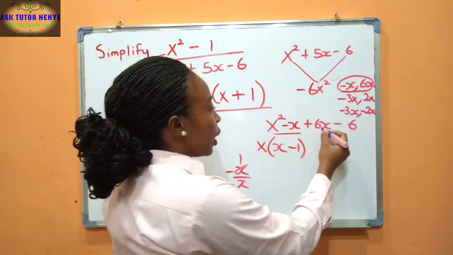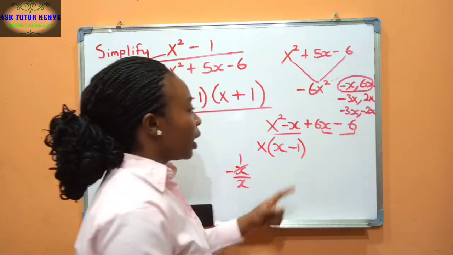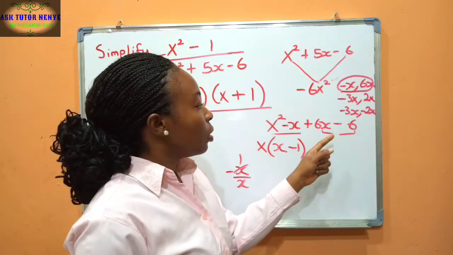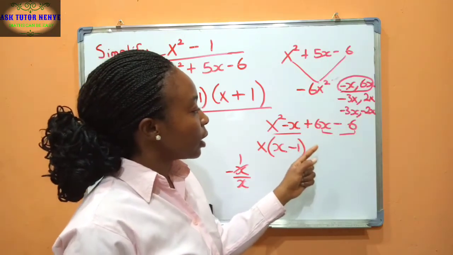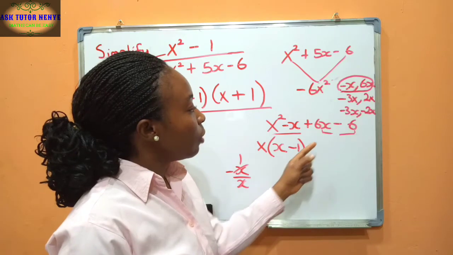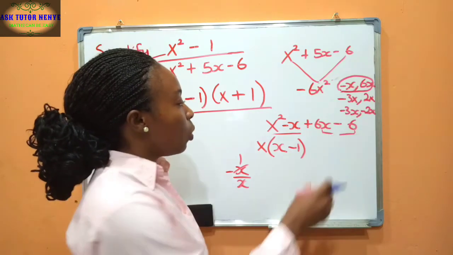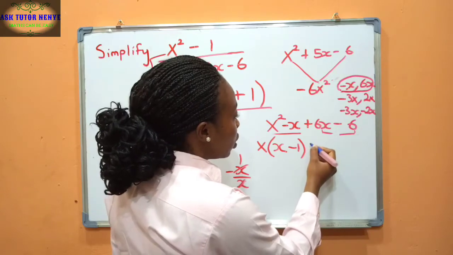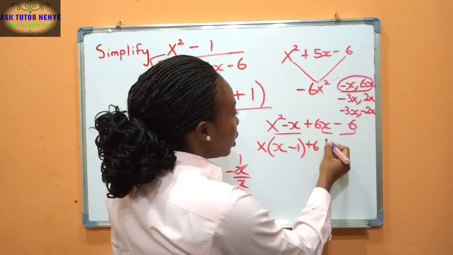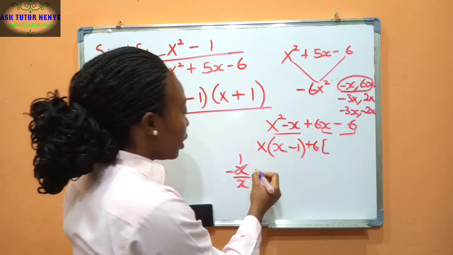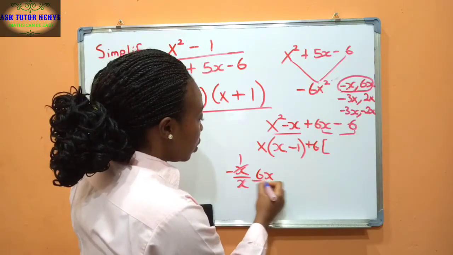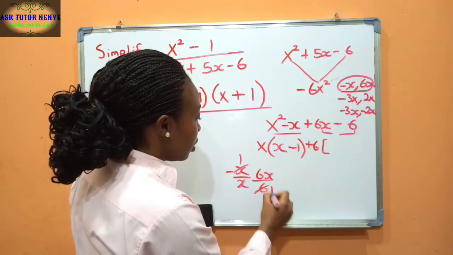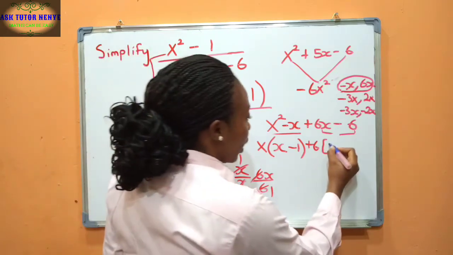Then let's take a look at this one. We have 6x and minus 6. So what's the common factor here? The common factor here is 6. So we're going to have plus 6, then 6x divided by 6. When you say 6x divided by 6, you're going to have x.